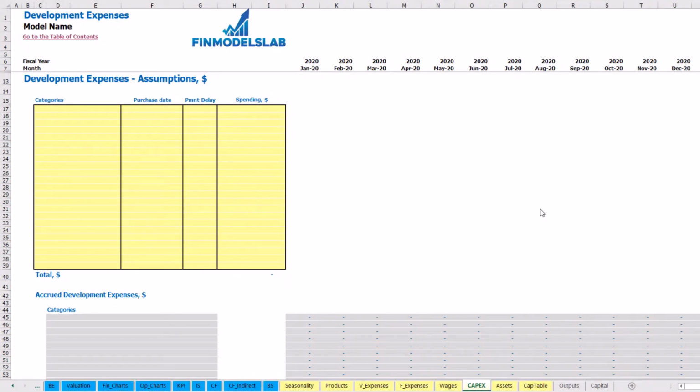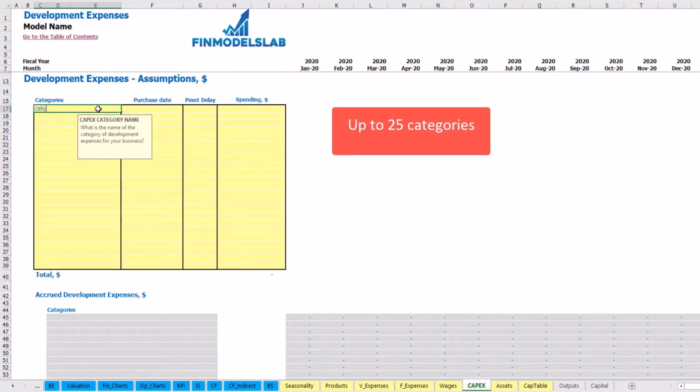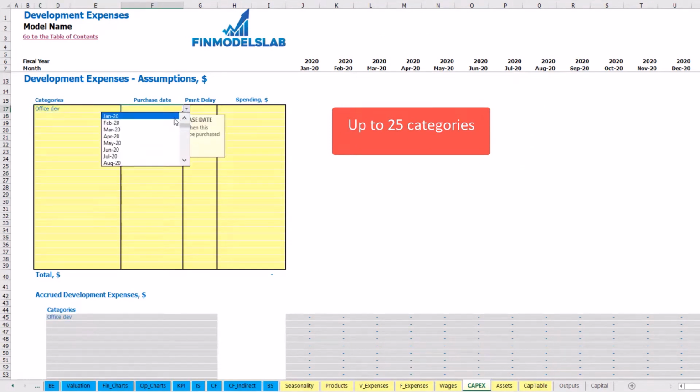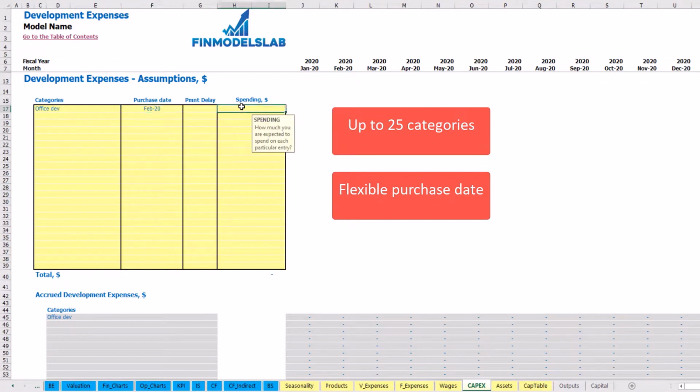On the CapEx tab, you may input up to 20 development expenses categories. Let me give you a couple of examples. So, for example, office development with a purchase date of February 20 with spending of $10,000.